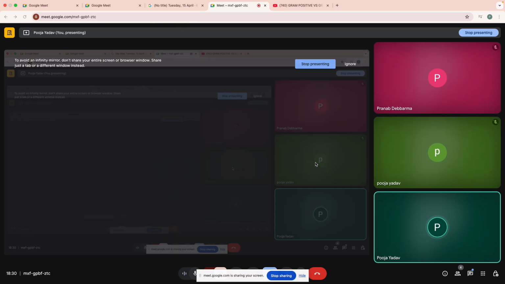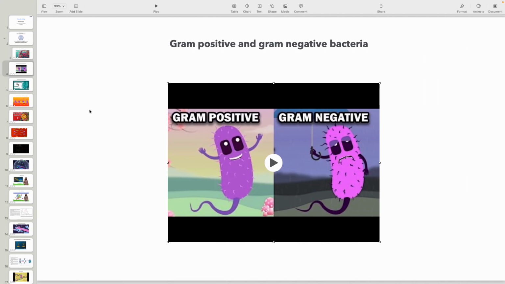So I hope you are clear with the difference between the gram-positive and the gram-negative bacteria. If you have any doubt, you can ask. Are you clear upon it, Pranav? Ma'am, yes. What is gram-variable bacteria?